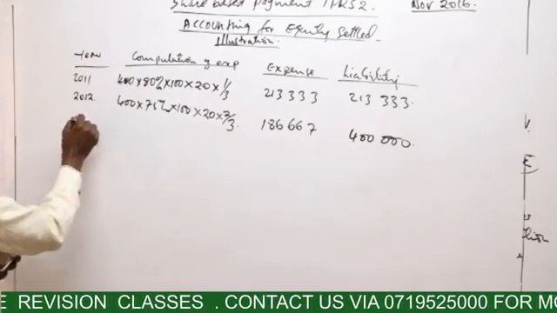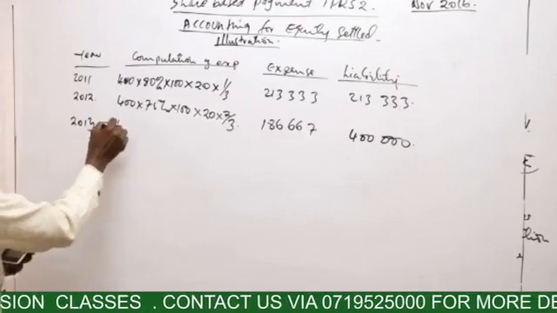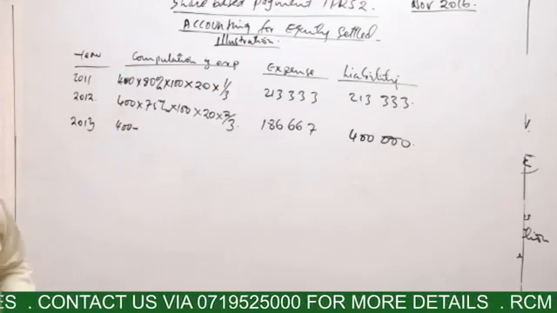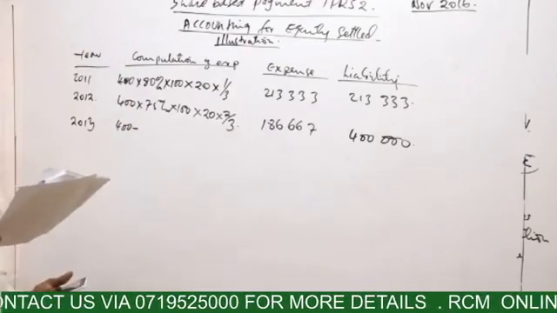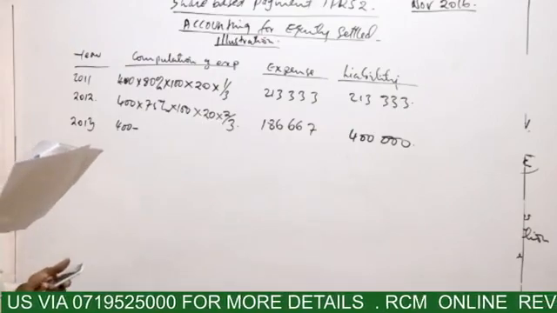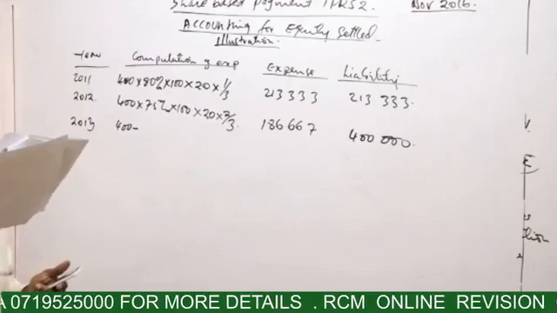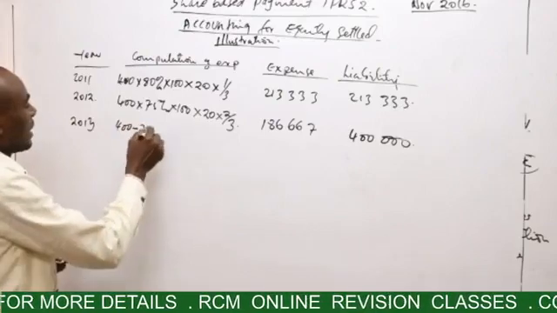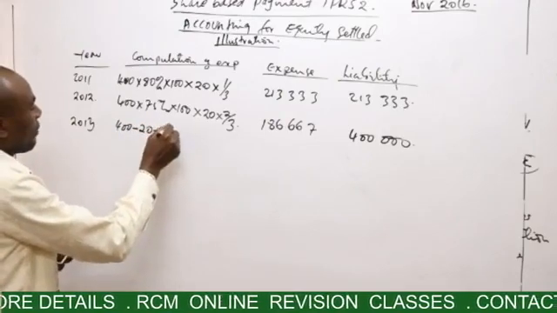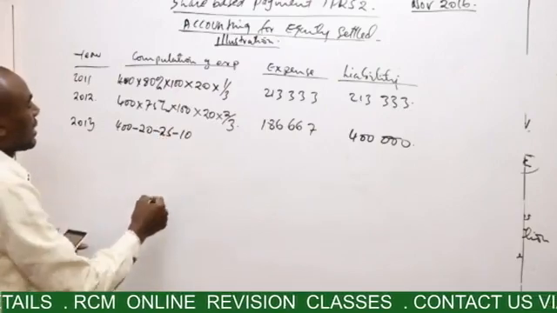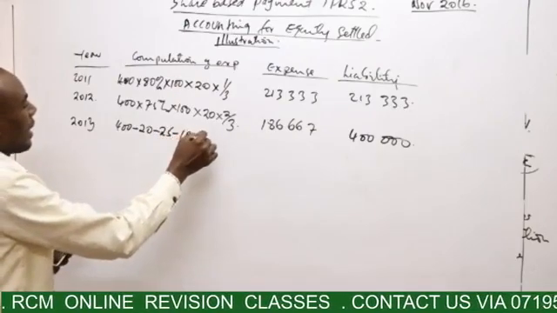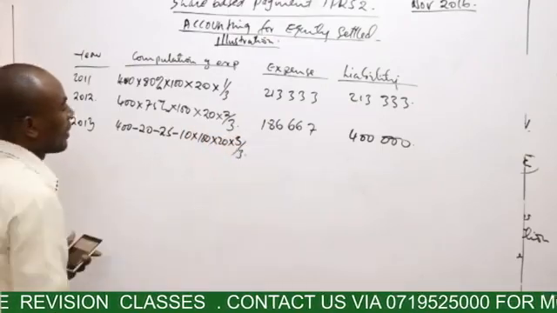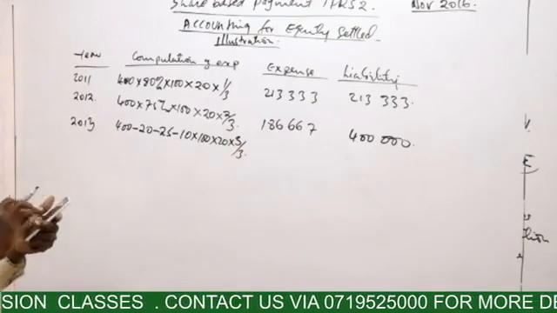Then in year 2013, which is our last year, now we have 400 employees. 20 employees left in year 1, then 25 employees left in year 2, then 10 employees left in year 3. Therefore, here I subtract 20 in year 1, 25 in year 2, and 10 in year 3. Then I multiply by 100, then by 20, then by 3/3 to get the cumulative liability for year 3.